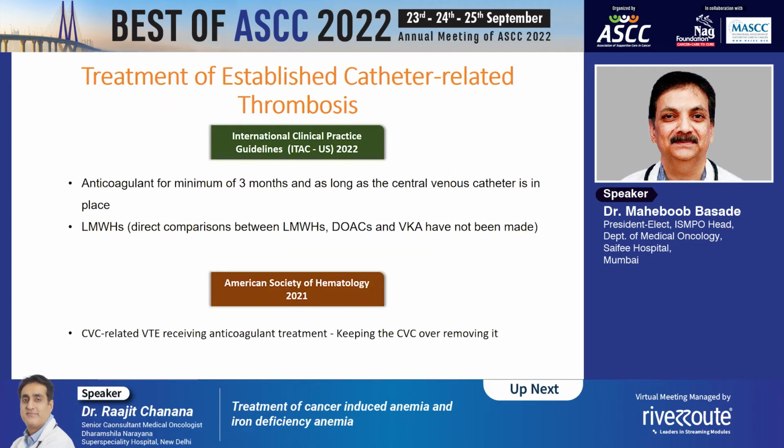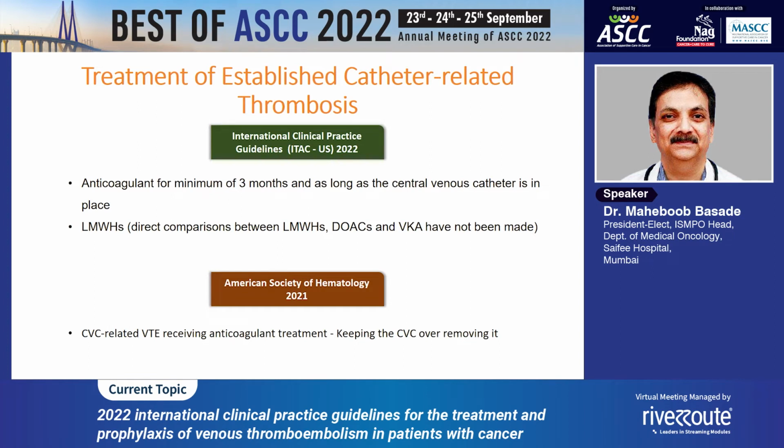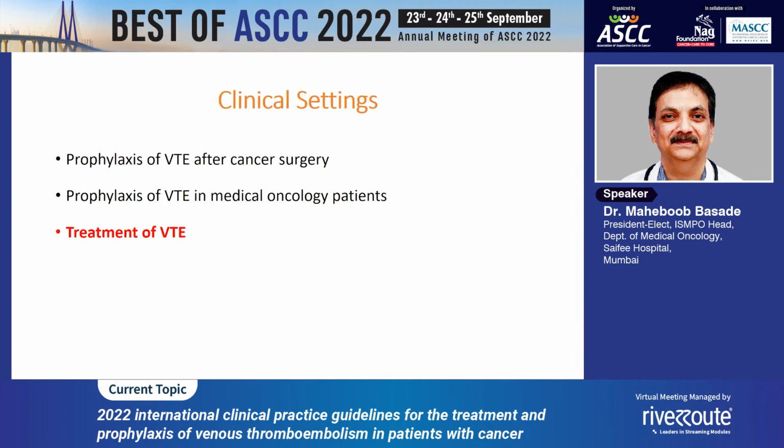If there is an established catheter-related thrombosis, there is no clear-cut guideline that you should go ahead and remove the catheter. If you want the catheter to be preserved, you can preserve it, start anticoagulants, and continue for at least 3 months or even longer if you want to keep this central venous catheter in place. You can use either low molecular weight heparins, dalteparin, enoxaparin, or you can use the DOACs, which are often used as oral anticoagulants.